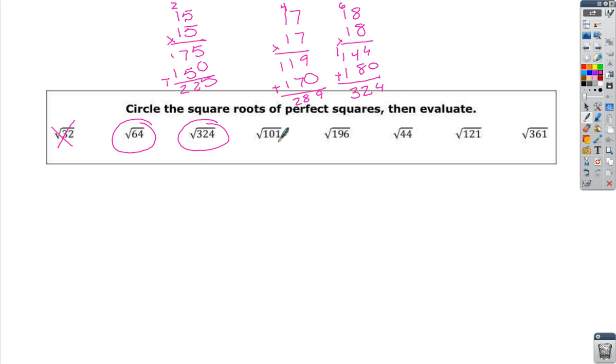Now I want you to go ahead and see if you can decide if the square root of 101 is a perfect square, the square root of 196 is a perfect square, the square root of 44, square root of 121, and the square root of 361. Circle your perfect squares, and then go ahead and hit play. Please pause the video.